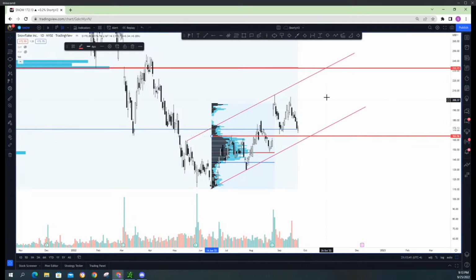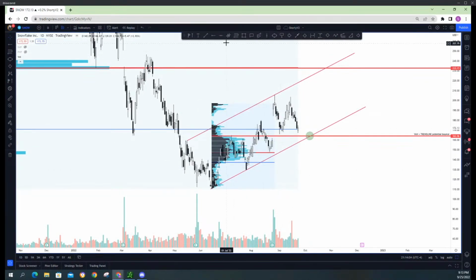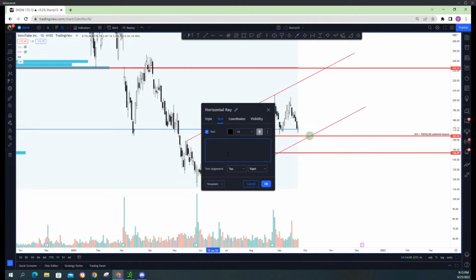If it comes up to here, if you can time it where it's confluent with the trend line and this value area high, that would be maybe a nice entry. When I say entry, I mean for maybe a week or two swing. I don't know their financials, so I can't tell you about shares or their model.